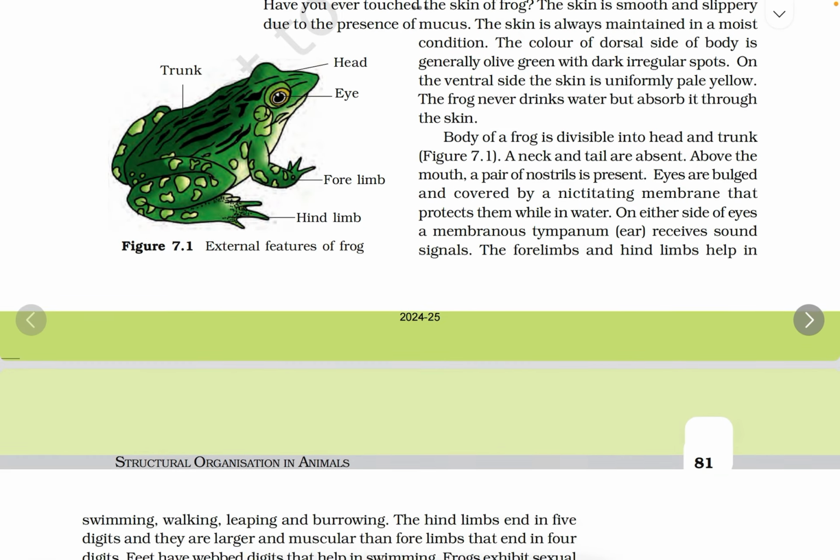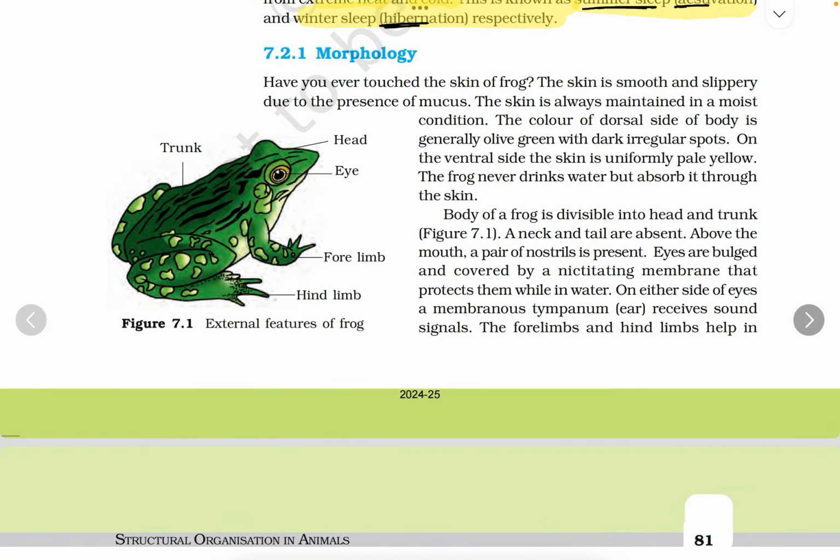So now let's talk about the morphology of the frog. If you touch it, the skin of the frog is smooth and slippery. You cannot hold the frog in the hand because of the presence of mucus. Mucus is a secretion secreted by the skin, which keeps the skin moist. The skin is in moist condition.